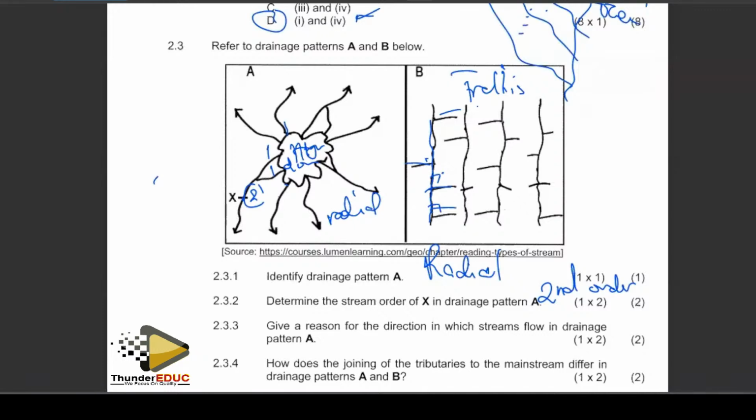Give a reason for the direction in which streams flow in a drainage pattern A. Why do streams flow in all dimensions, in all directions in that manner? Is because streams are originating from a high-lying central area, a high-lying focal point or a dome. How does that influence the streams? The streams radiate in different directions.